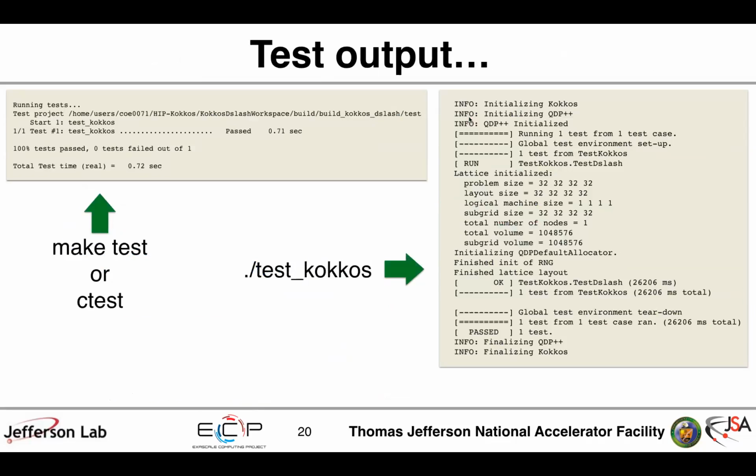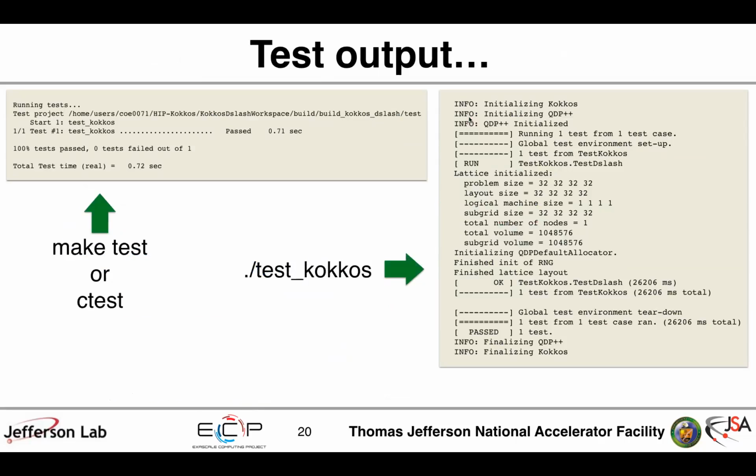So now, if I run make test or if I run ctest, I'll get the output on the top left. And this is usually quite condensed. So all it just says is I've got through this test and this test has passed. Or I can run the test Kokkos executable directly. Then I can see the standard output.